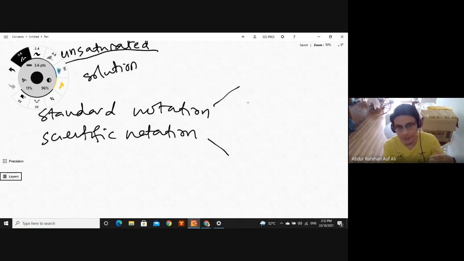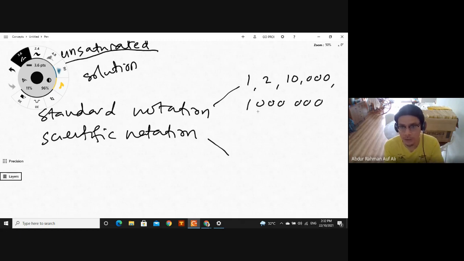So standard is the regular way that we express numbers. 1, 2, 10,000, 1 juta. Okay, ini adalah standard notation. The regular way, the usual way that we use to express numbers. Scientific notation, we shorten the writing of the numbers.